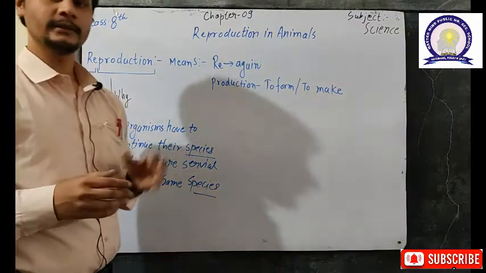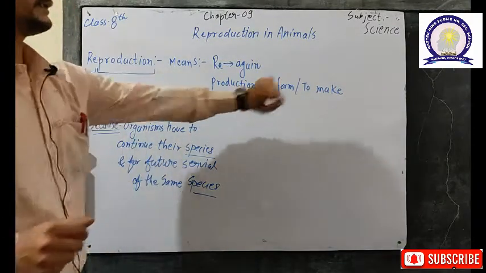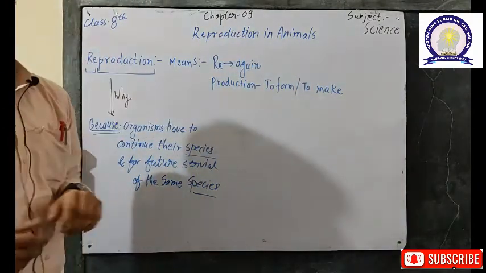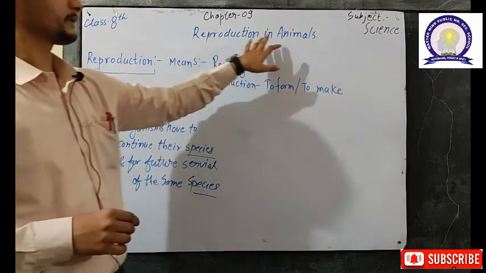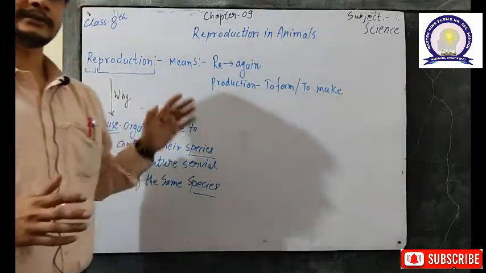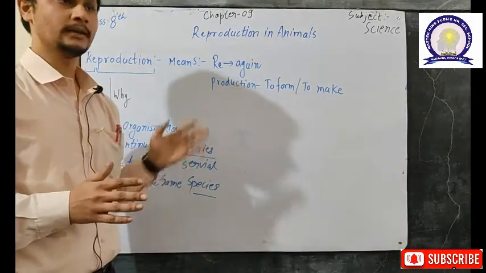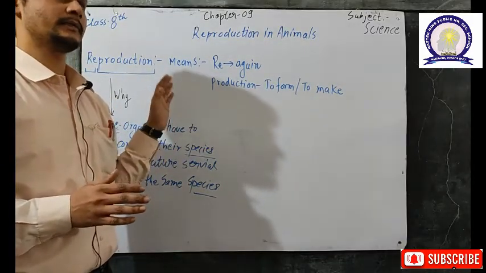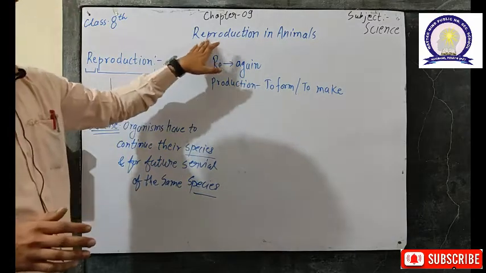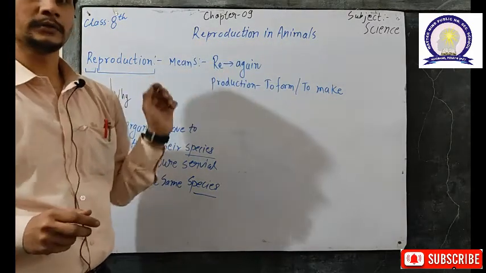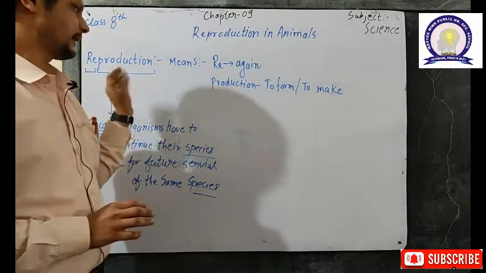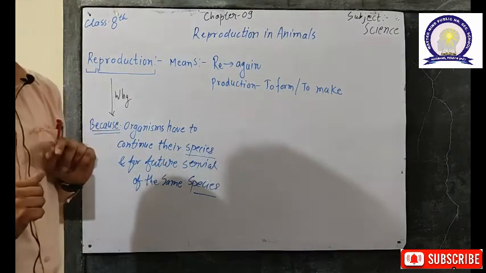So welcome to the video for class 8 science, and the chapter will be 9, that is reproduction in animals. As you already studied reproduction in plants in previous class 7, in this chapter we are discussing only reproduction in animals. So basically, first we have to elaborate that word, what is reproduction.